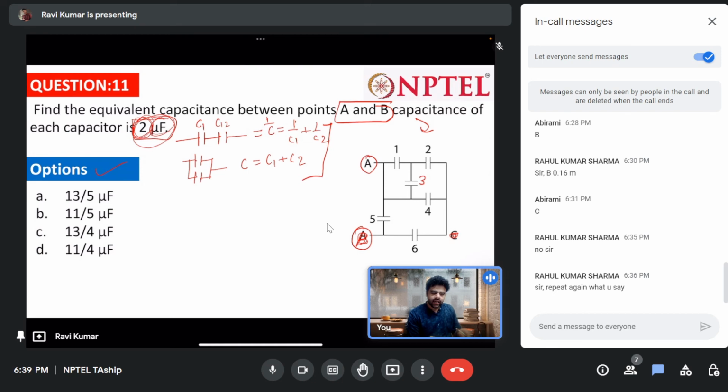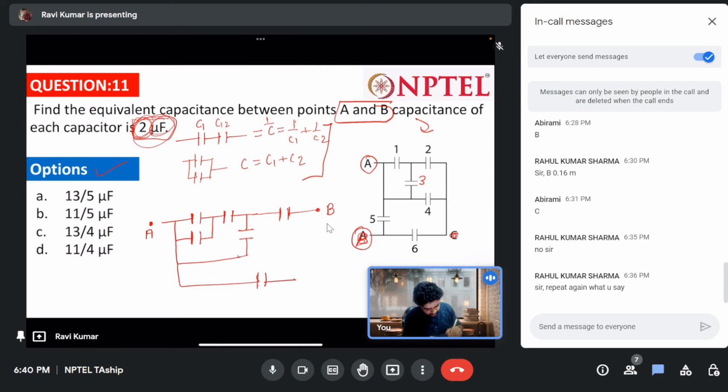If you are still not getting it, let me redraw this diagram. Let's say this is the point A, and this is one capacitor and this one is another capacitor, and here also we can see another capacitor and we can see B. But in between, we have a parallel capacitor here, right? And then we have one capacitor like this, and a final capacitor like this. This is the diagram.